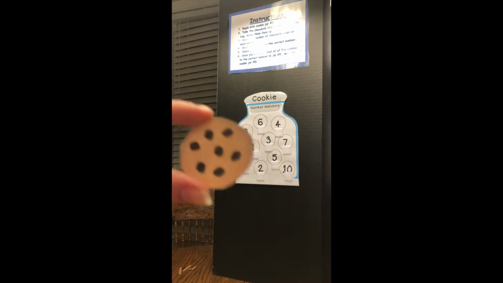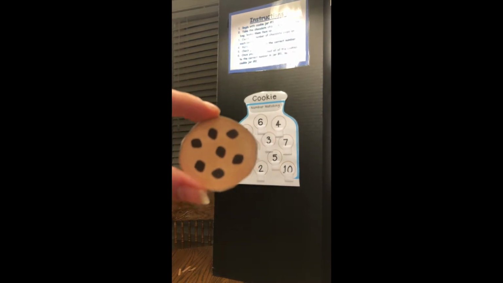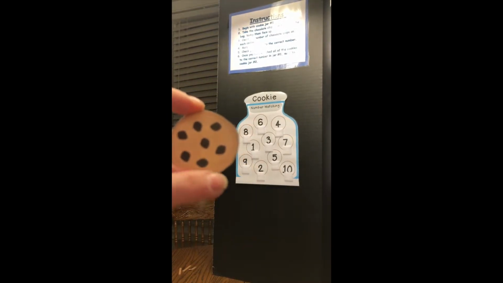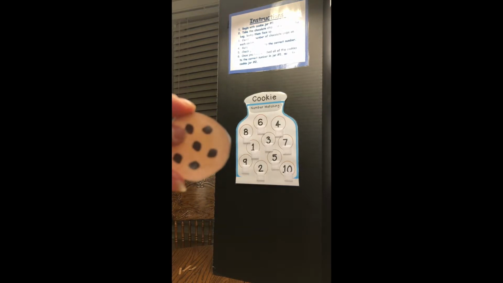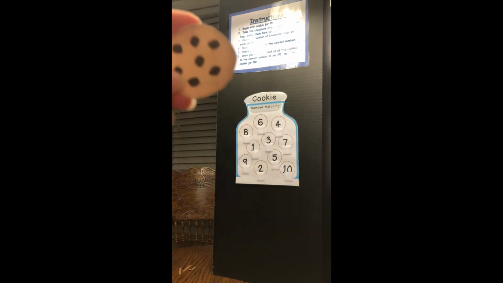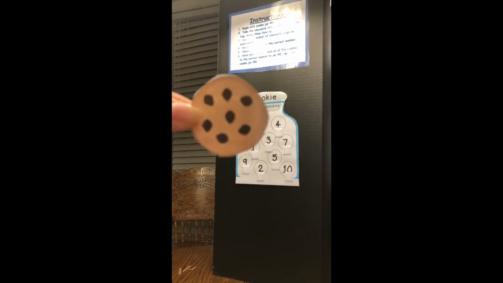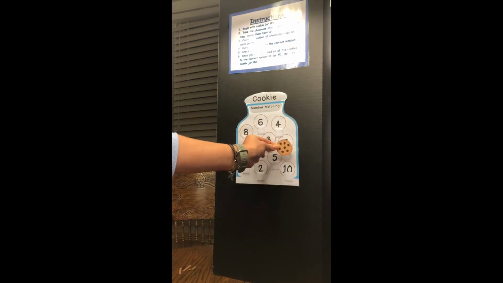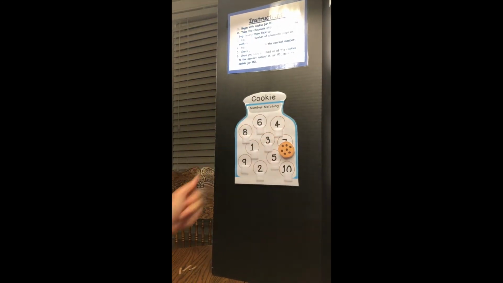So this cookie right here has 1, 2, 3, 4, 5, 6, 7 chocolate chips. So I would have my student or students pair this 7 chocolate chips on this cookie to the number 7 on the cookie jar.